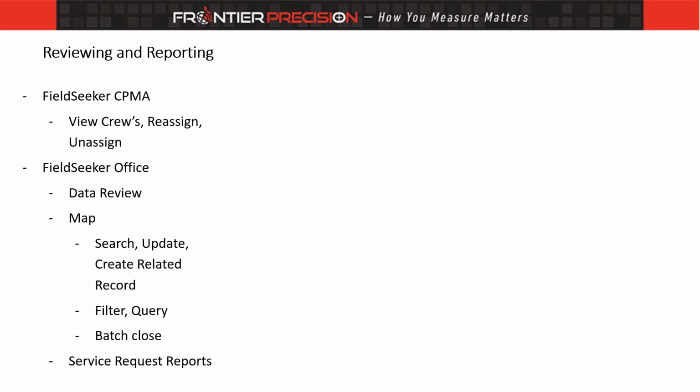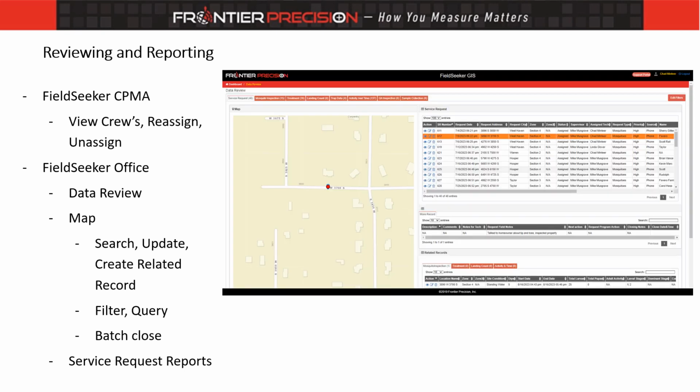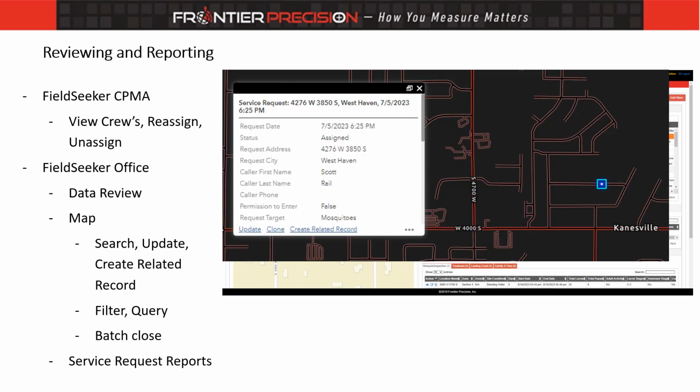As far as reviewing and reporting, we have our data review screens in the Office application where you can view the requests and what's been done on them. The field notes, the activities, the history, as well as the attachments and anything else can be viewed there. And it can also be edited and updated there. There's also the ability to just find it on the map and update it.